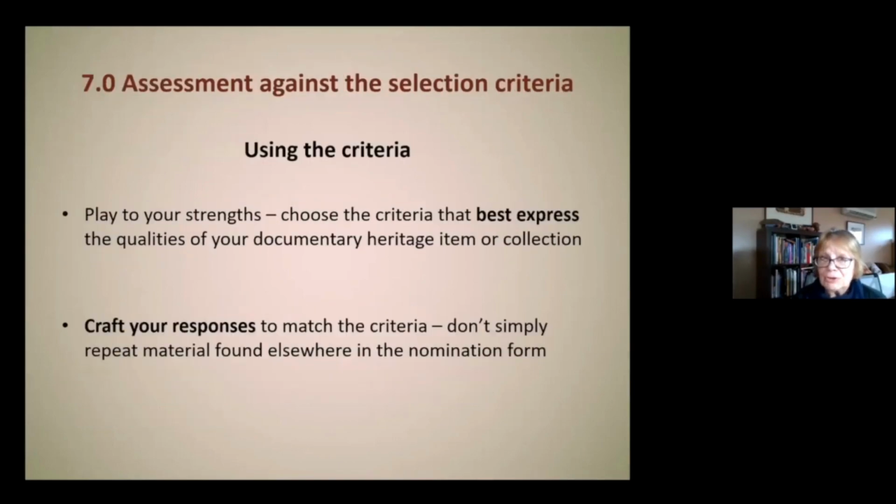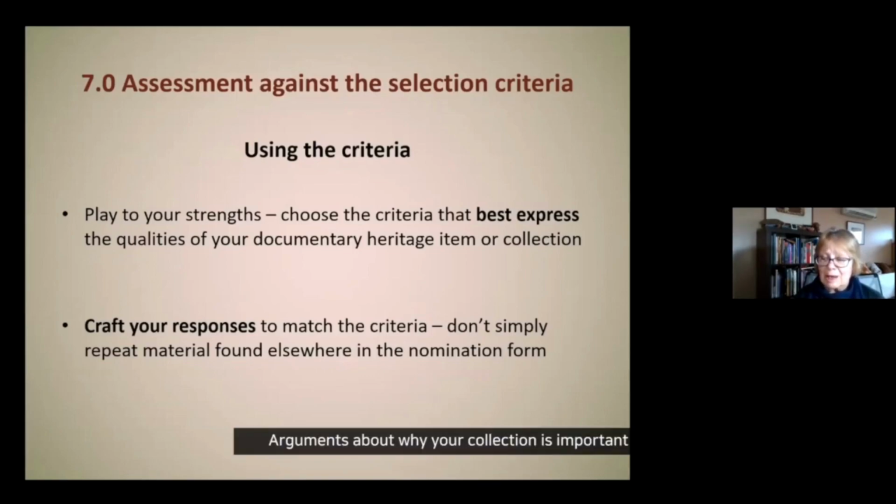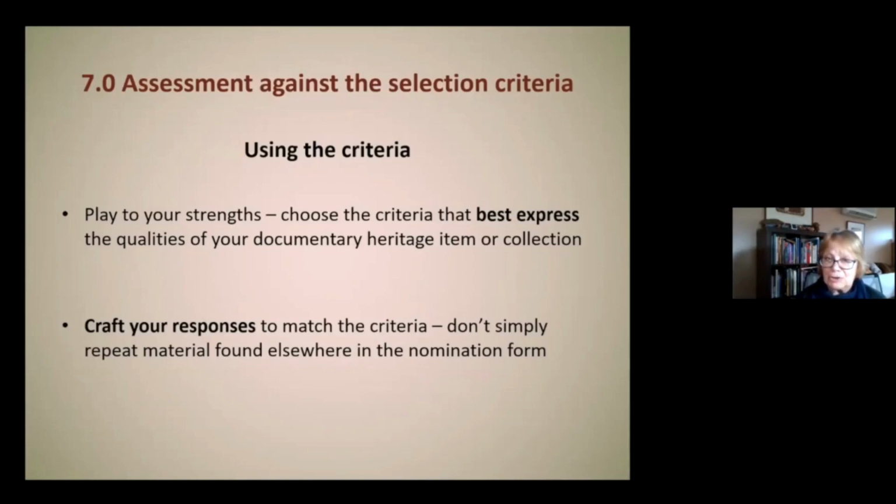And then we jump on to number 7, again, the assessment against the selection criteria. And this is really the heart of your nomination. This is where the arguments about why your collection is important, why it should be part of the Memory of the World. These are the arguments you need to make that case.